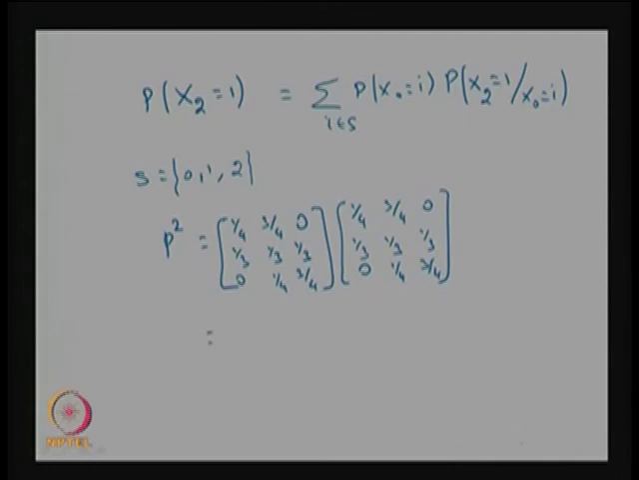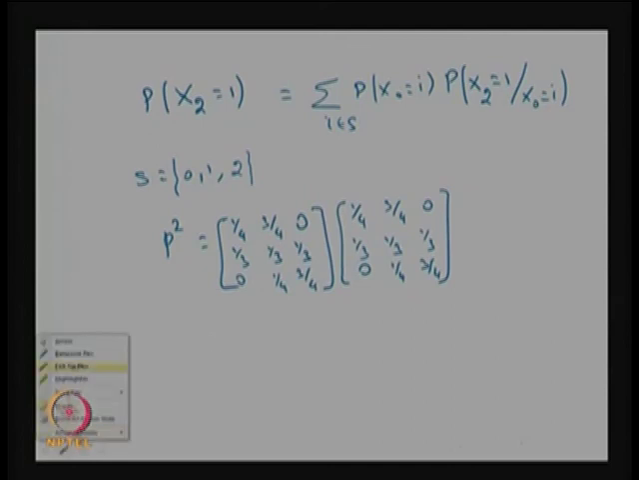From P square you pick out the elements for X0 equal to i for all possible i, then multiply these, and that multiplication will give the probability of X2 equal to 1. I am not doing the simplification. Once you know P square, you can find the probability of X2 equal to 1. Similarly, one can compute the other conditional probabilities also.